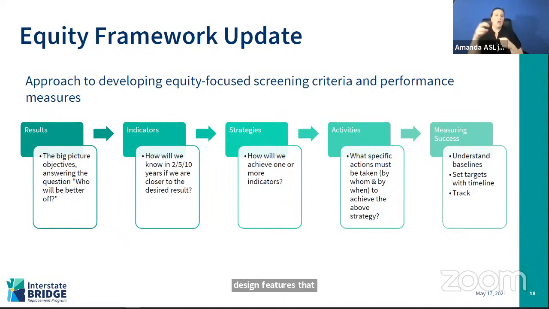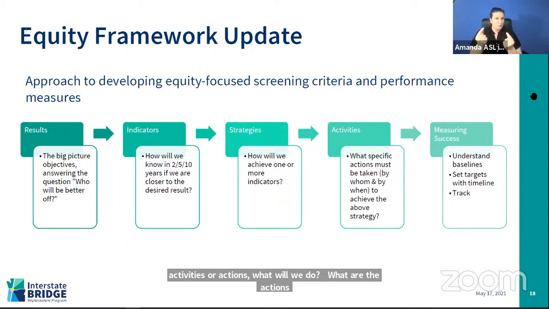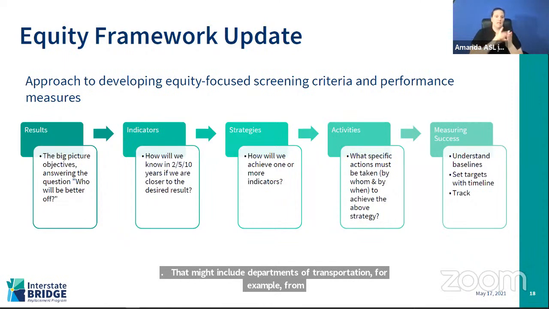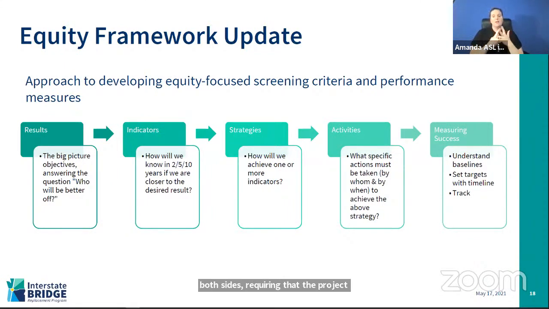And then finally, moving into activities or actions, what will we do? So what are the actions? What kind of activities will help us implement these strategies? That might include departments of transportation, for example, from both sides, requiring that the project design include specific parking and riding measures for bikes, scooters, and so on and so forth to promote multimodal vehicle use while protecting seniors and people with disabilities, just as one example.